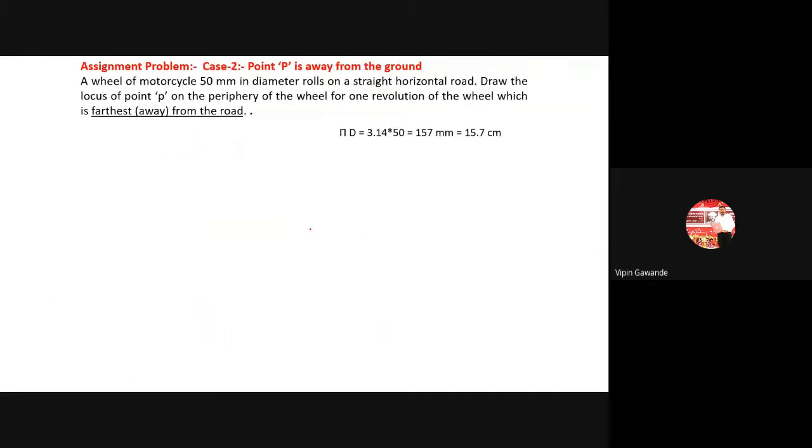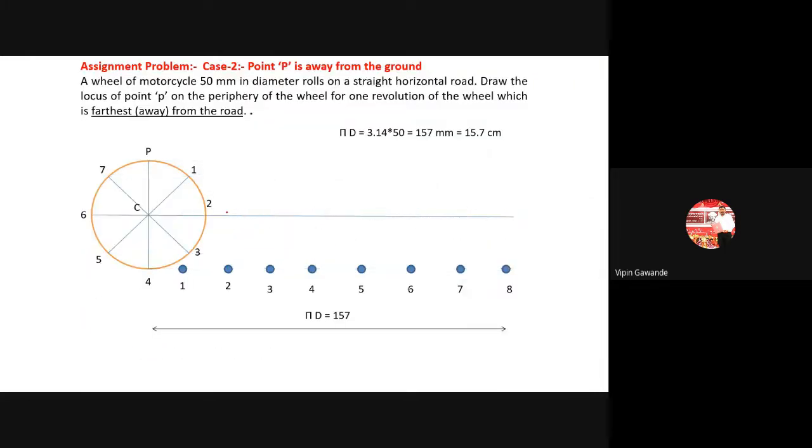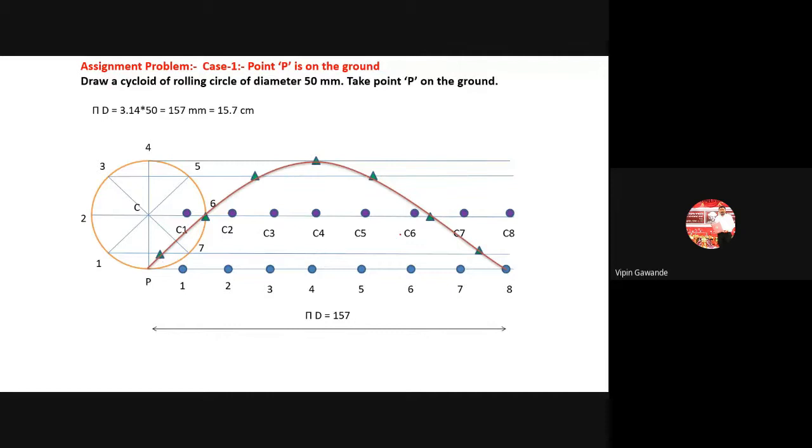Then another one: they will show you this type of curve and ask what is the position of the point P on the circle. In an MCQ question they will directly give you the solution and ask you the condition. So if this type of curve is there, this is the cycloid, then the position of the point P is on the bottom, on the ground.